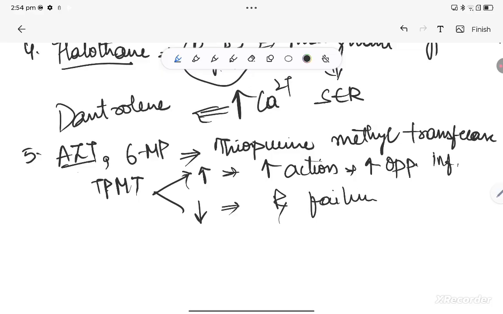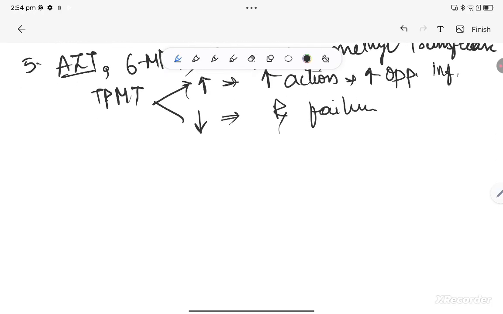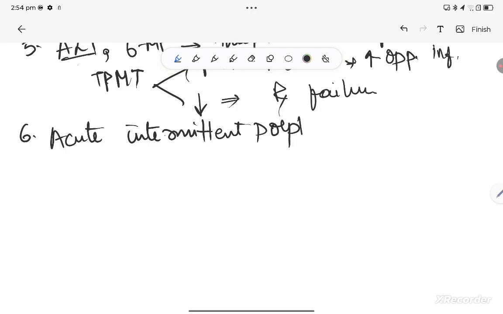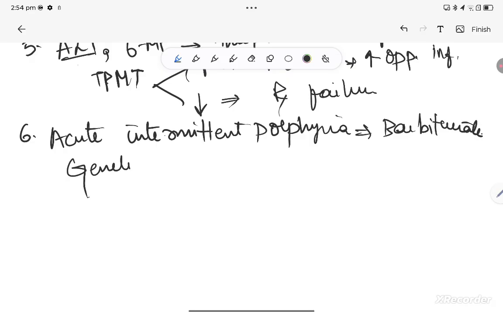Now, these are all very important. In the same way, acute intermittent porphyria is seen in patients who are on barbiturates because of genetic defects mainly in porphyrin synthesis. This also we have read in biochem. Genetic defects mainly in porphyrin synthesis. Clear?